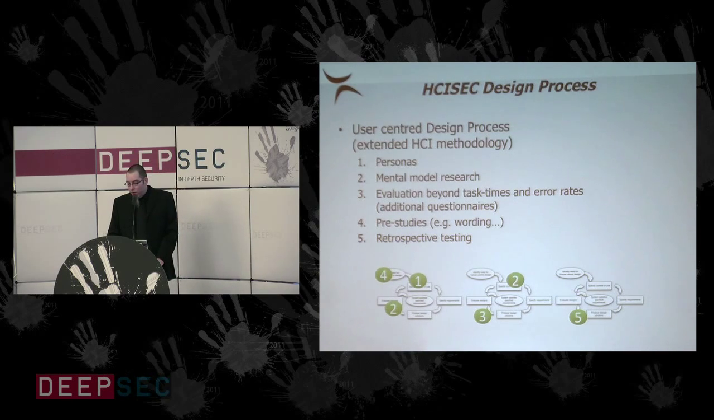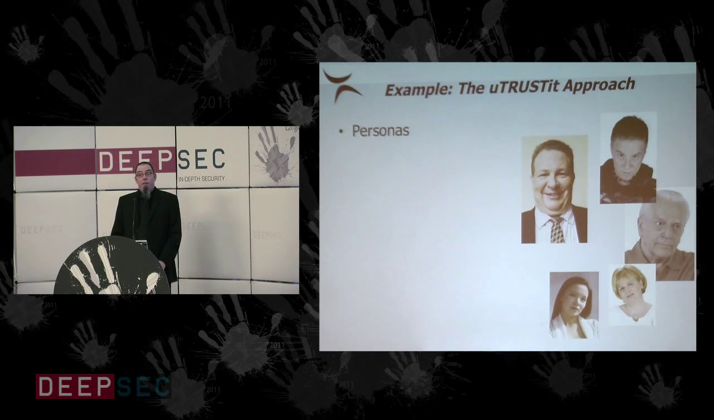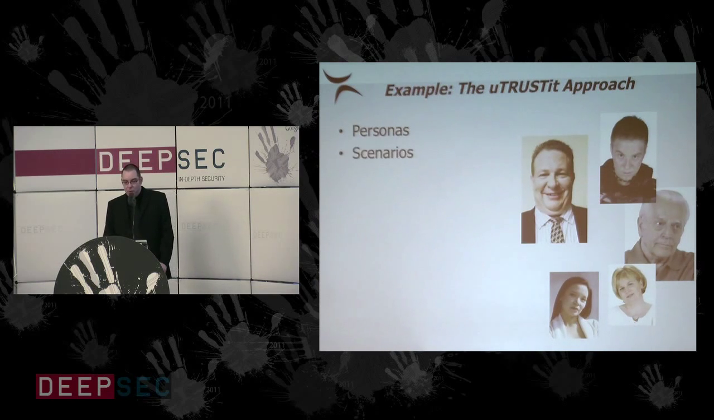I will now go through an example process. I already mentioned the uTRUSTit project in the beginning. In the uTRUSTit project, we start with classical personas. Personas are not Alice and Bob. Alice and Bob are stereotypes. Personas are based on data, and they are more or less prototypical persons. They are archetypes, not stereotypes. Those personas are then used to bring scenarios alive.